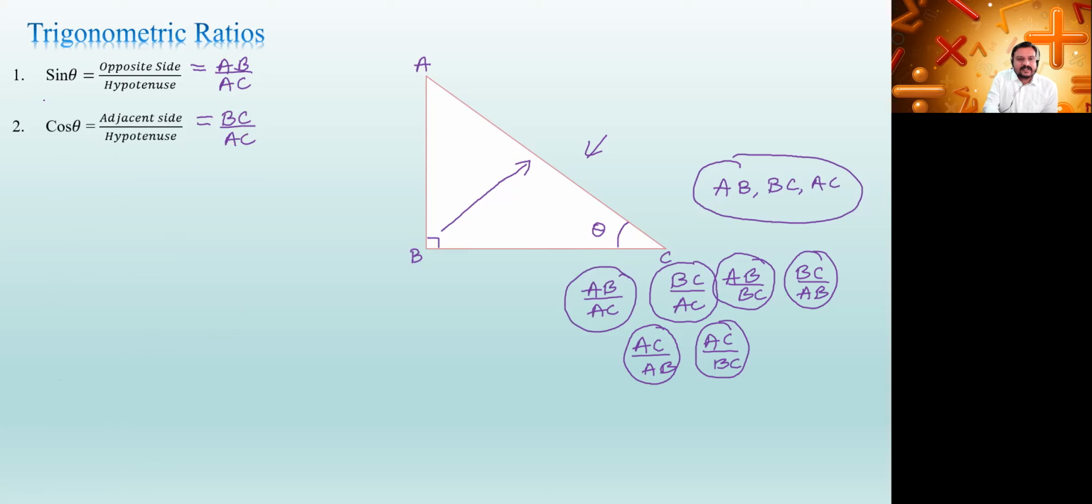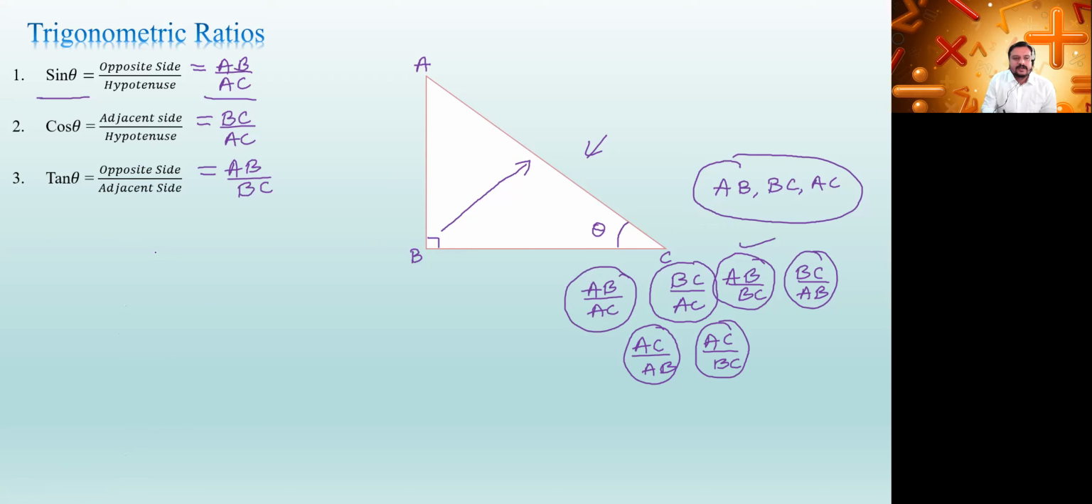Now, if I take the ratio of these two, sine theta and cos theta, I will get a new trigonometric ratio. That new trigonometric ratio is tan theta. So what is tan theta? Tan theta is nothing but opposite side upon adjacent side. So now for this angle theta, the opposite side is what? AB and the adjacent side is what? It is BC. So AB upon BC.